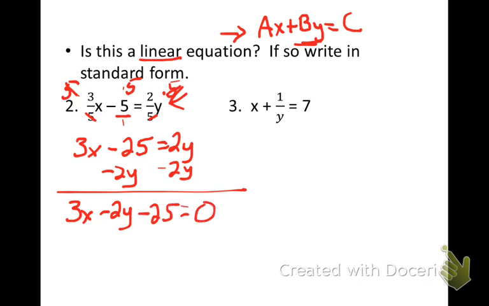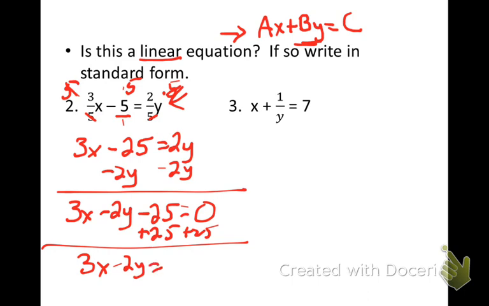Does that look like standard form? Well, I've got my x and y on the left, but where does that number need to be on the right? So I'm going to go back and add 25 to each side. And I get 3x minus 2y equals 25. So that looks pretty good. Let's go through. Is A positive? Yes, it is.